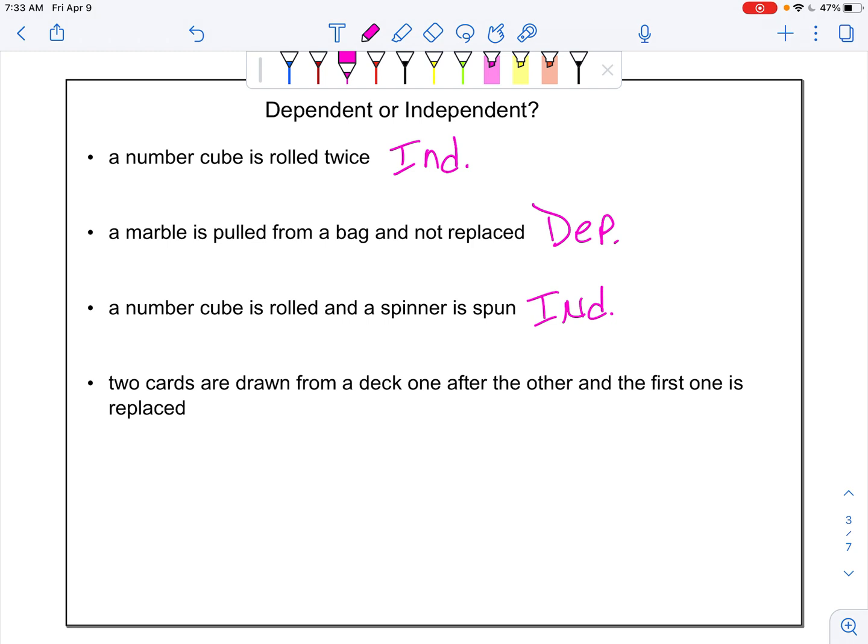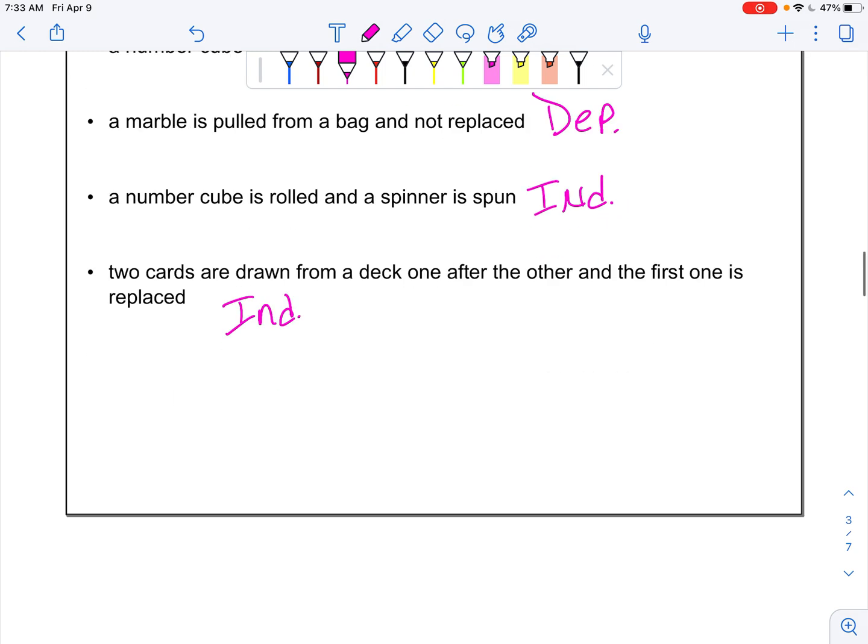Two cards are drawn from a deck, one after the other, and the first one is replaced. So by replacing that card back into the deck, there are still 52 cards to pull from on the second probability, so they are independent of each other. So you have to think about what you do on the first one. Does it affect what can happen on the second one?